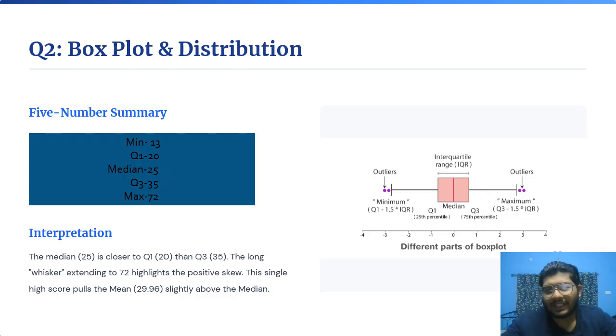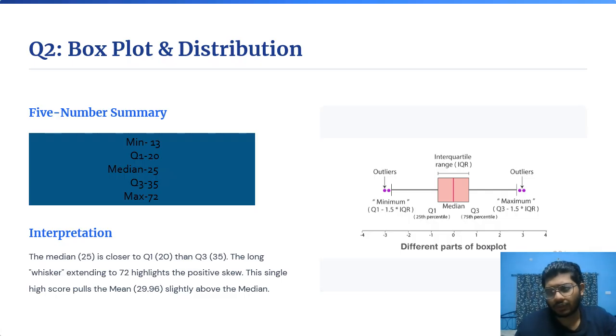Interpretation: the median 25 is closer to quartile 1 than quartile 3, and the longer whisker extends to 72. So I said before that the skew is positive, because the difference between 35 and 72 is more than between 25 and 20. A single high score pulls the mean, which is around 29.96, slightly above the median. So this is what we get on question number 2.